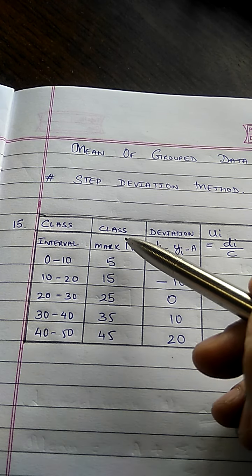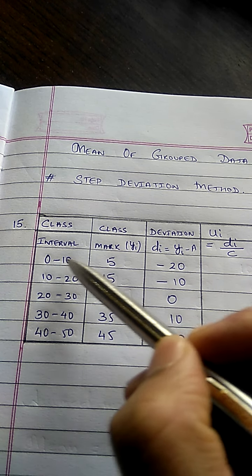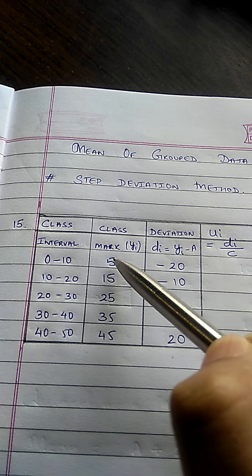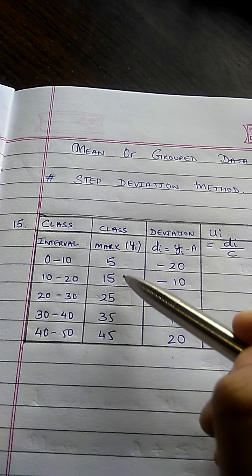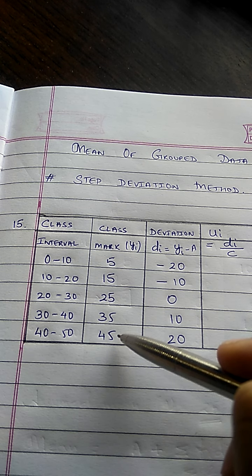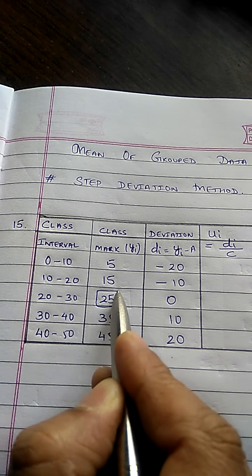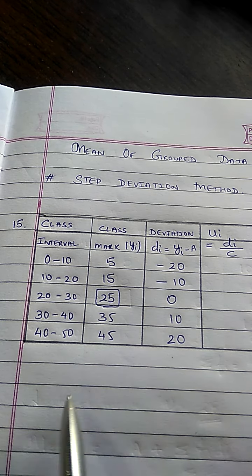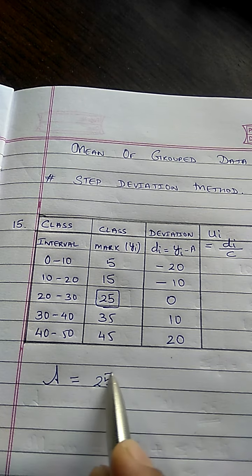I've also taken out the class marks, which we get by adding the two class limits and dividing by 2. So the class marks are 5, 15, 25, 35 and 45. Now let us write down the assumed mean. For the assumed mean I have taken 25. So the assumed mean is 25.